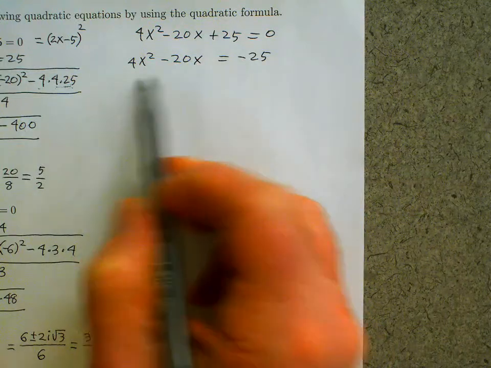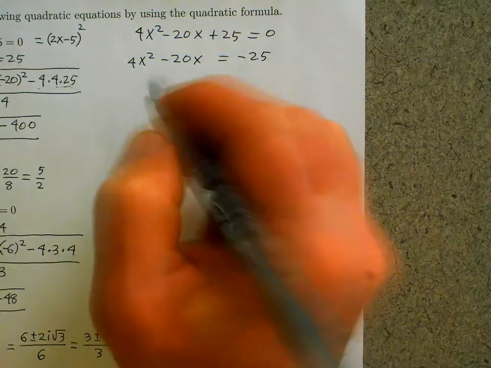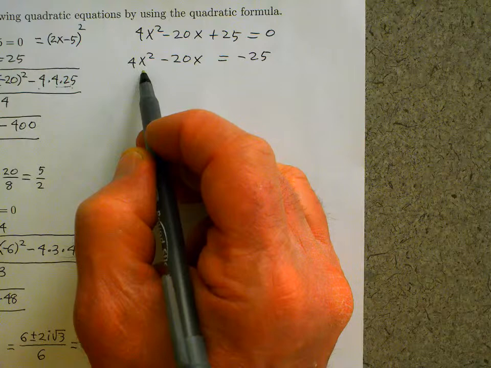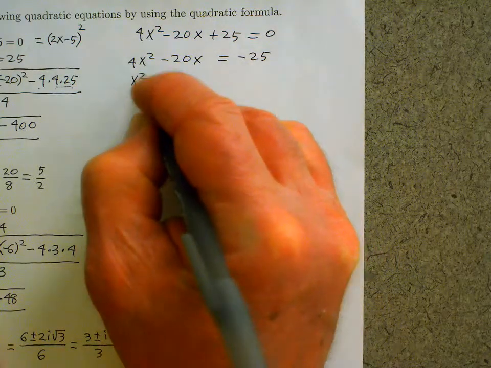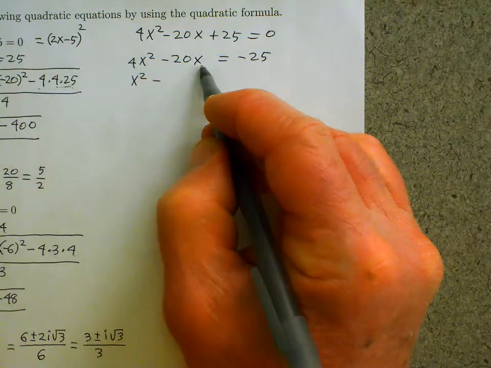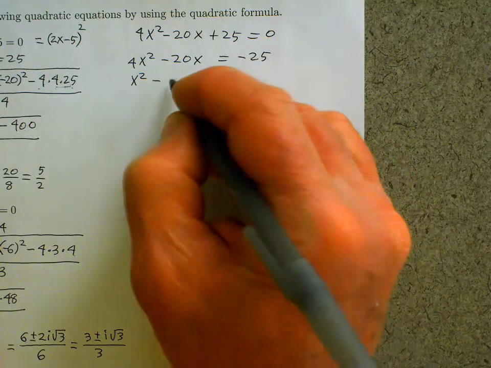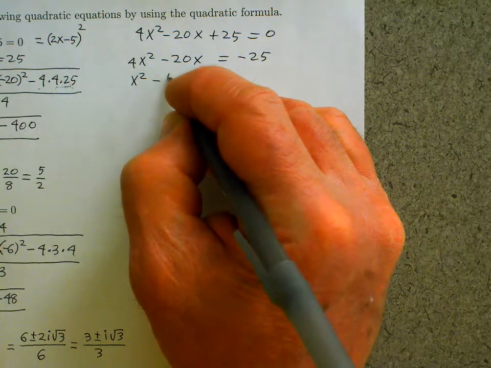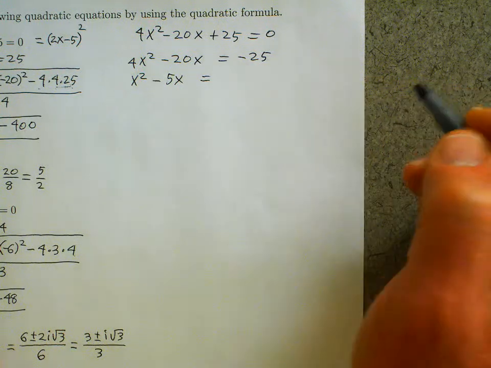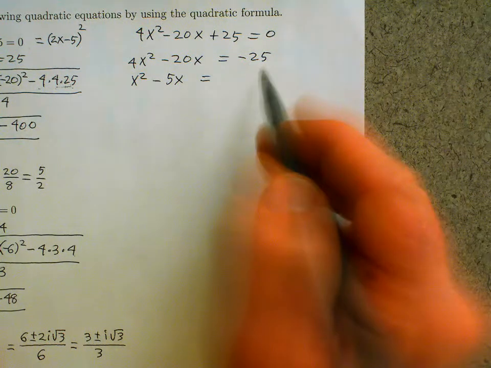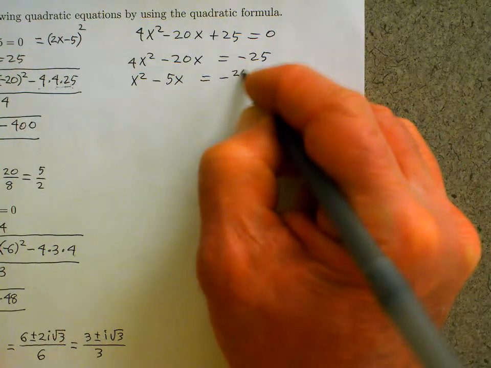Then divide every term on both sides by 4. 4x squared divided by 4 is x squared. Negative 20x divided by 4 is negative 5x. We have minus 5x. And negative 25 divided by 4 is negative 25 fourths.